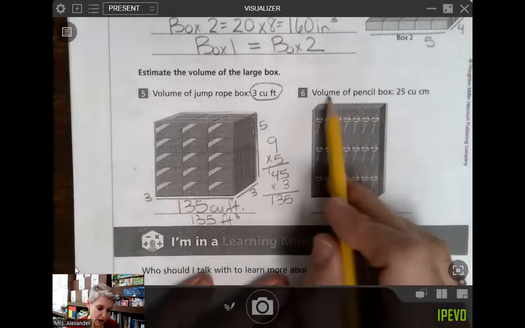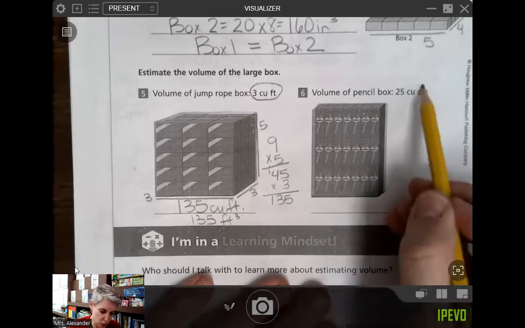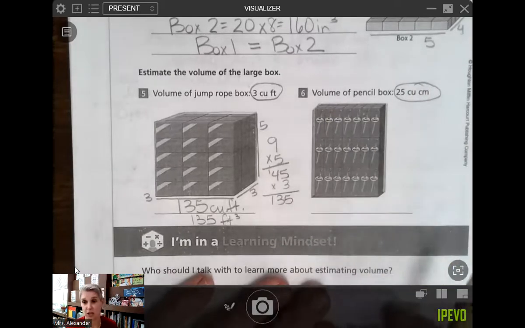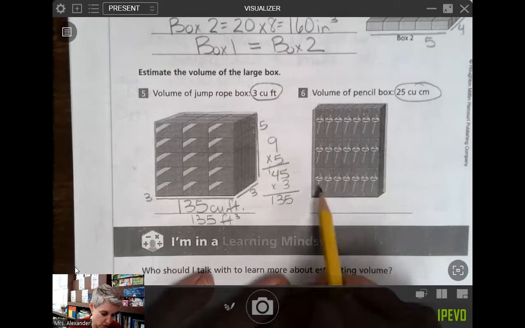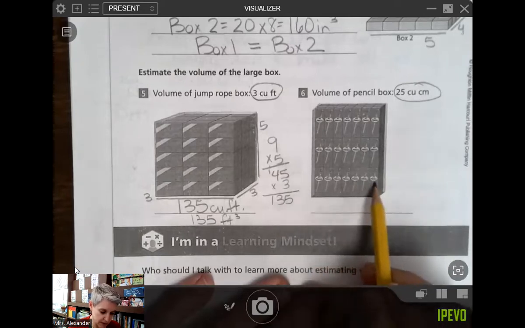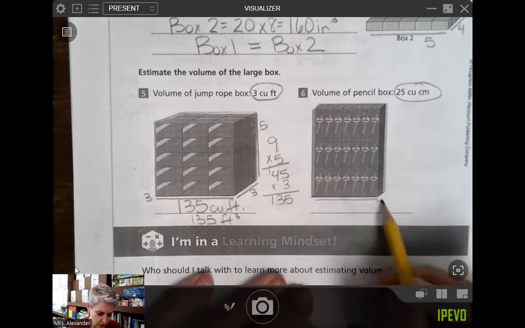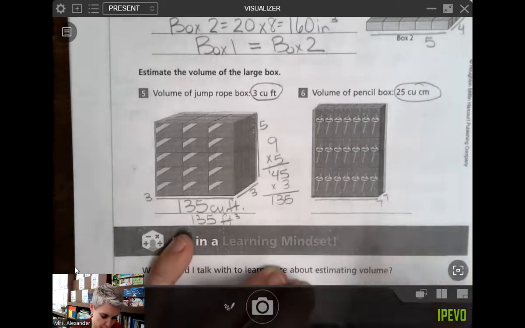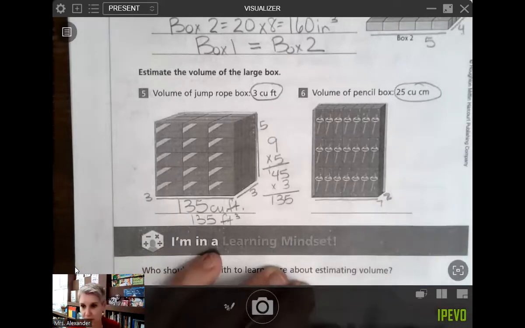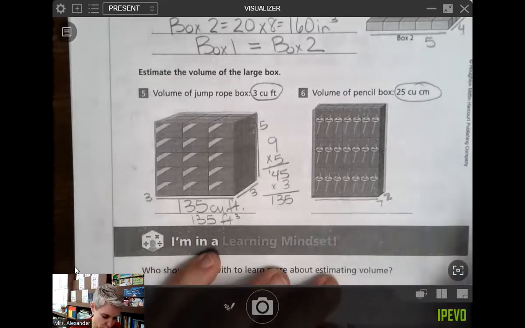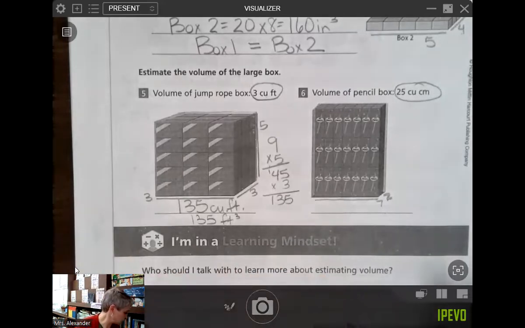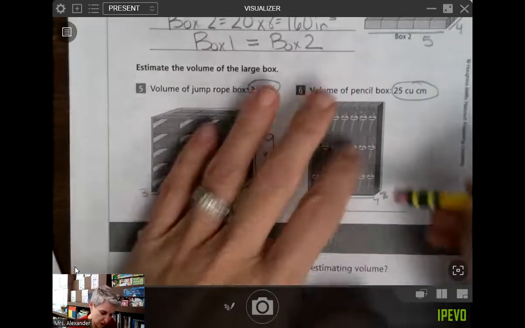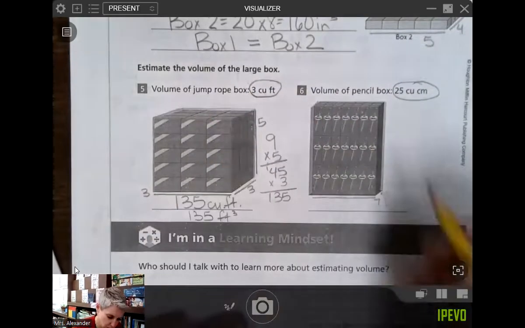All right. The volume of the pencil boxes, they are 25 cubic centimeters each. How many boxes do we have? 1, 2, 3, 4, 5, 6, 7 boxes in the front. I want to say it's 2 rows back. I hope. It's hard for me to see right there, but I think it's 2 rows. We'll see in a moment. I have a color picture over here. Maybe it's 3 rows. Oh, I think it's 3 rows.